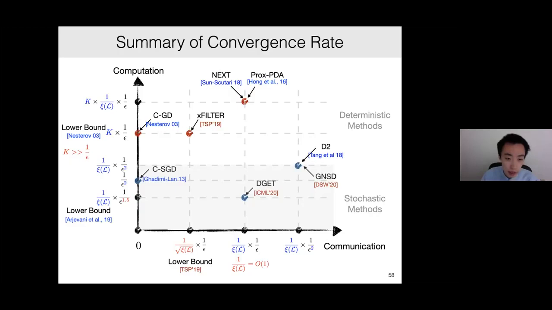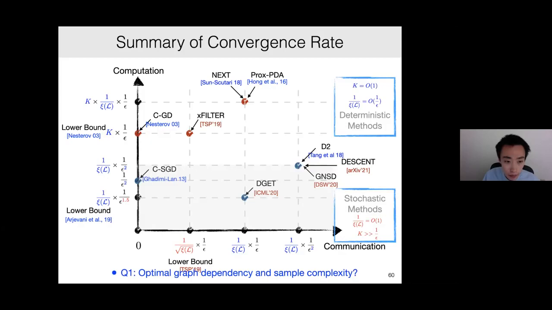But in some cases where the network matters more but the data sample is smaller, we should use the deterministic methods. So the natural question is, can we combine these two types of methods, one X filter and DGA, to get optimal results in both graph dependency as well as sample complexity? This is actually unknown and it leaves us some open questions.